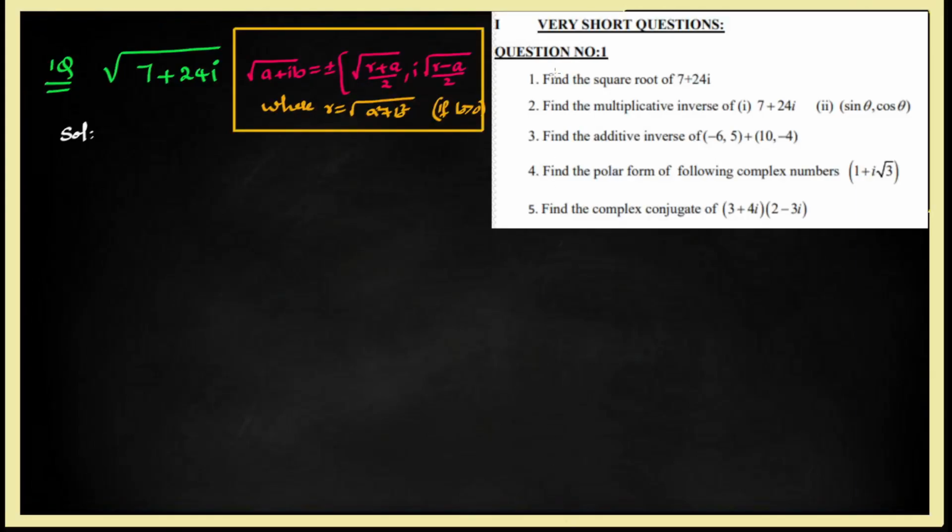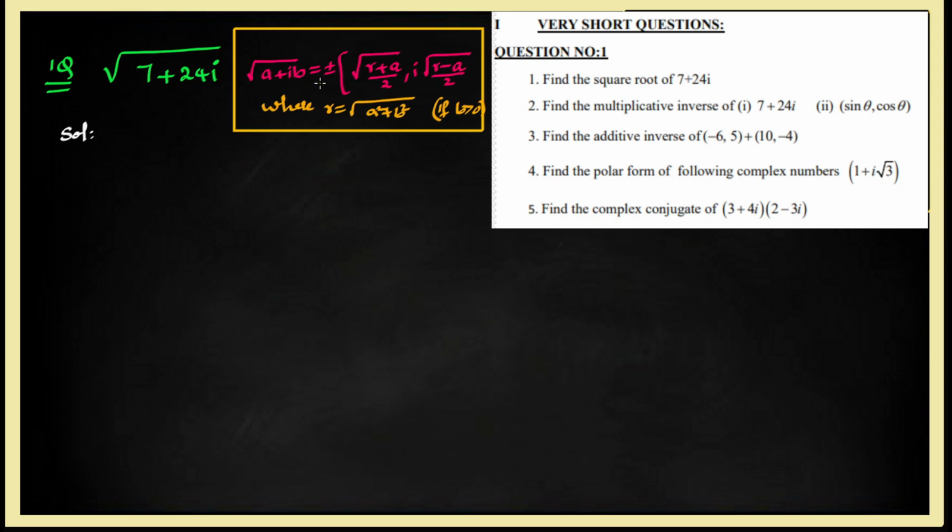So our question number 1, complex number. From complex number you will get two VSAQs. So under question number 1, our first question is find the square root of 7 plus 24i. So we have to find the square root of 7 plus 24i.